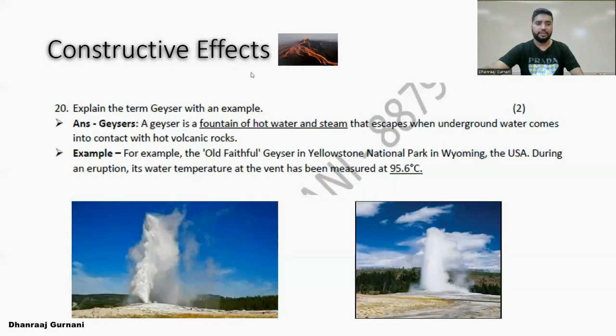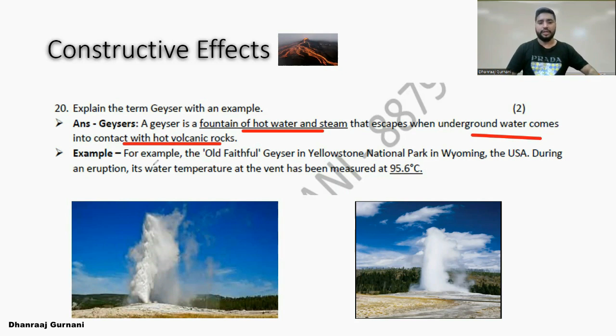Next one, similar to hot springs, is geysers. Explain the term geysers with the help of an example. A geyser is a fountain of hot water and steam that escapes when underground water comes in contact with hot volcanic rocks. Very similar to hot springs, but in hot springs there was no contact. Here there is contact. When underground water comes in contact with hot volcanic rocks, a geyser comes out, that is a fountain of hot water and steam.